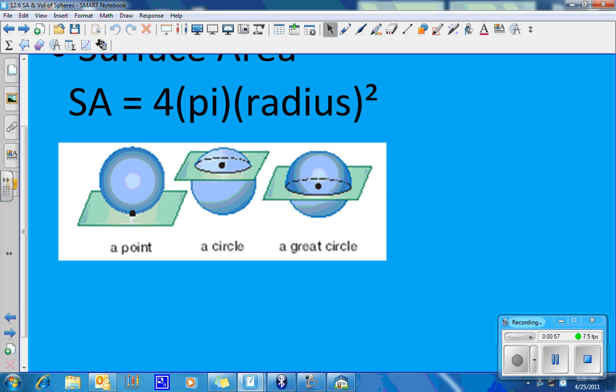Now you notice there's some pictures here. There's a plane intersecting the sphere. It intersects it in a circle, but it's not in the center of the sphere, so it just makes a circle cut into your picture. And then, of course, there's a great circle, if a plane intersects exactly in the center of the sphere.